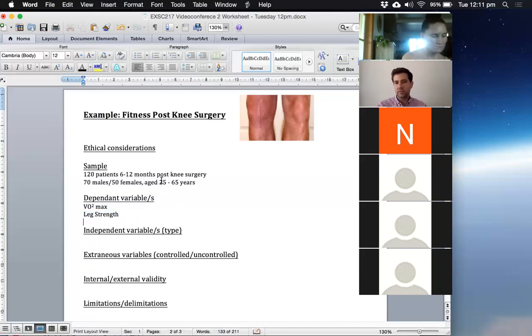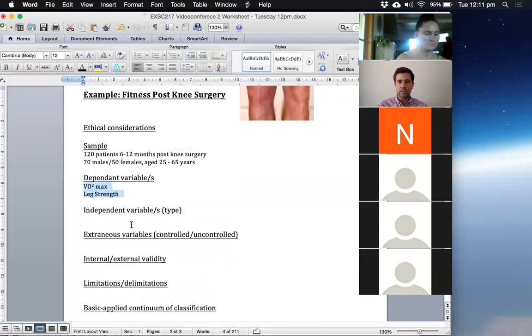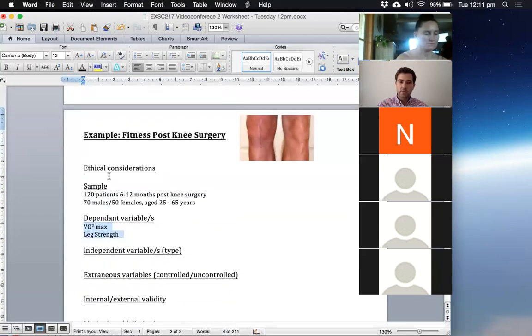And you'll see here I've also restricted it to 25 to 65-year-olds, which we'll talk about a little bit later as well. So I've given a bit of detail here about the sample we might look at and about the dependent variables, but then we'll go through these underscored topic areas, which, like I've said, I can pretty much tell you you're going to get questions on in the mid-semester exam. So the first one being ethical considerations.